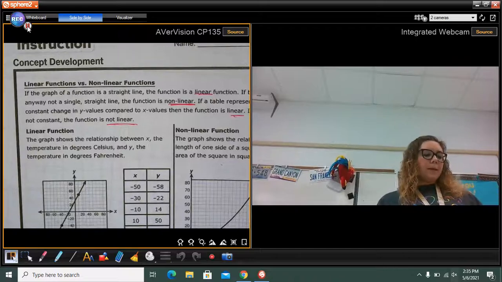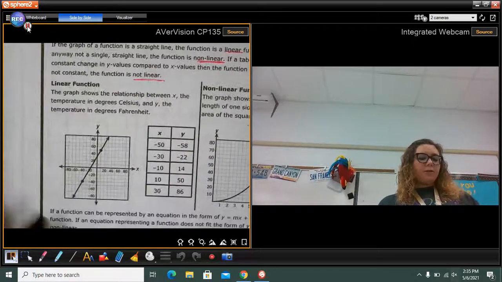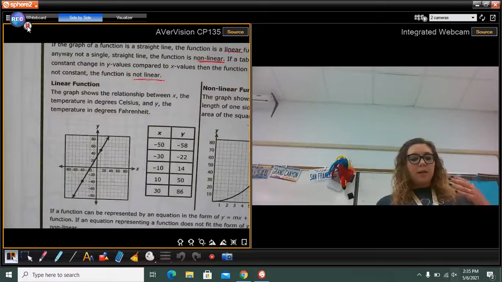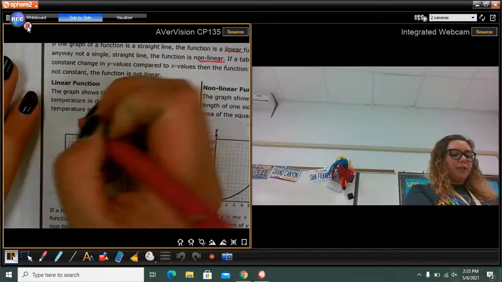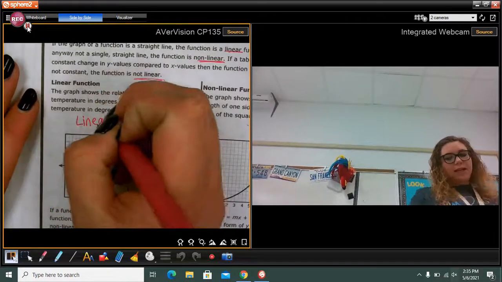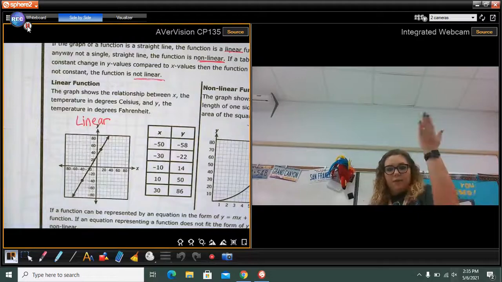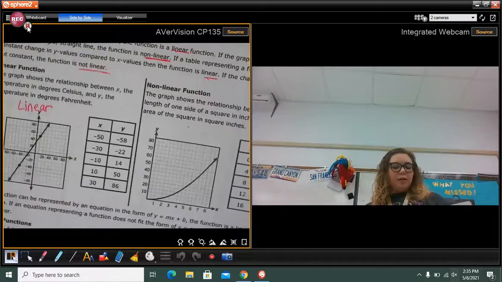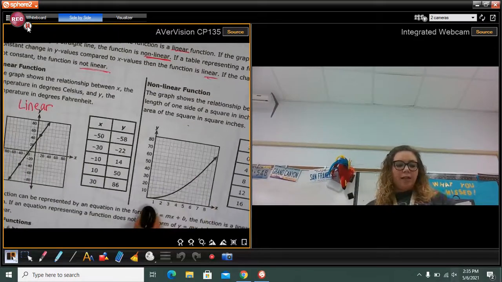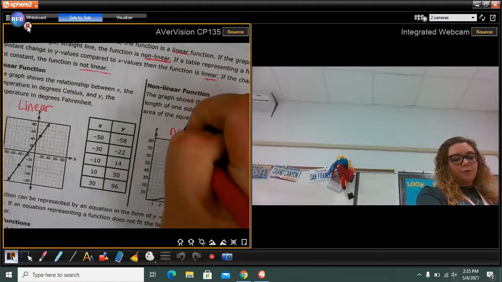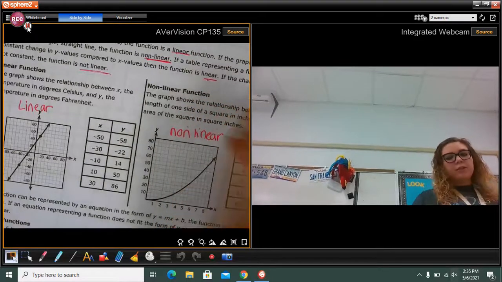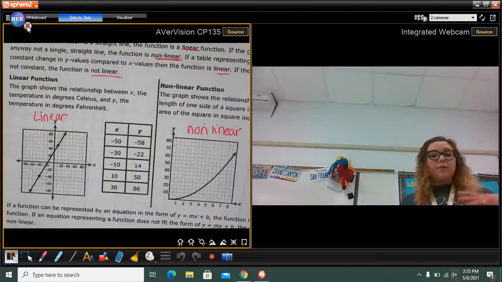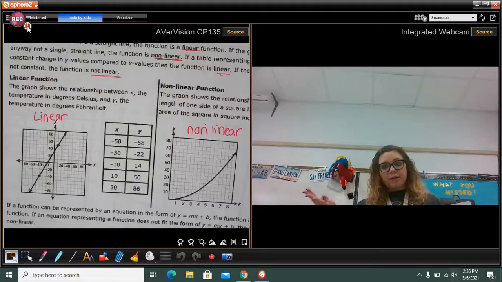Okay? So let's look at it. Let's look at this graph. Does it have any curve or is it just a straight line? It's a straight line, so this would be linear. Okay, it's a straight line. Any way you want it, it's straight. But if I look at the graph over here, you see how it's curved and it's not a straight line? So this would be non-linear. Okay, so looking at graphs is very easy because all you have to do is see if it's straight or if it's curved. If it's straight, it's linear. If it's curved, it is non-linear.